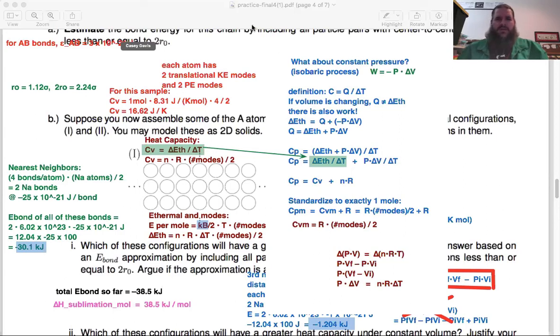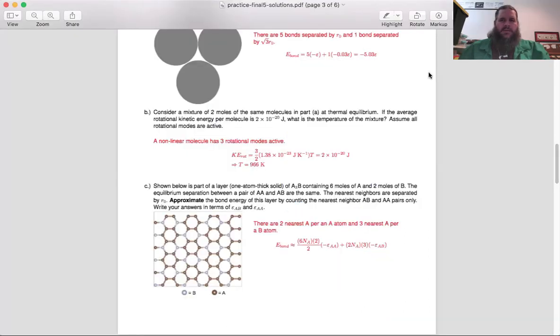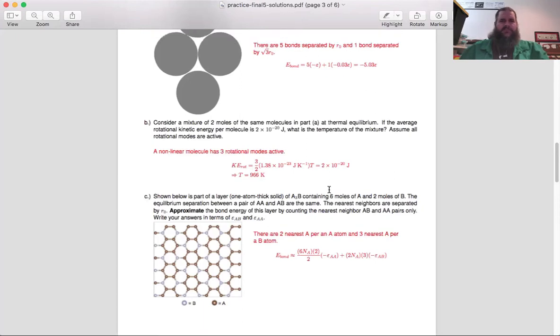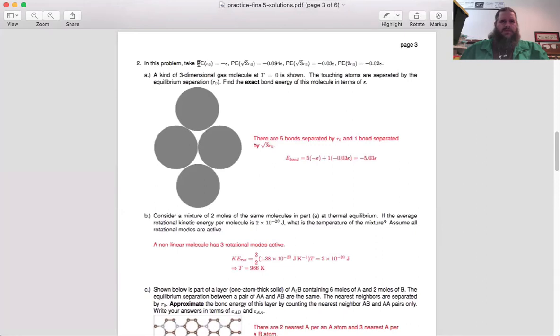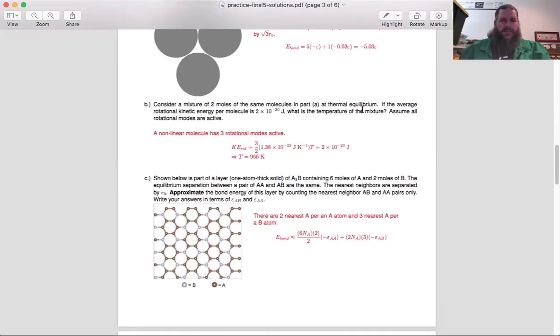Number 2C on practice final 5. Yeah, let me pull that up. Practice final number 5. So what's going on here? We have this cluster, this sort of hexagonal grid structure. And it gives us some information on energy up here. We probably want that later. So we've got a 1 atom thick solid, so basically just a 2-dimensional grid here.